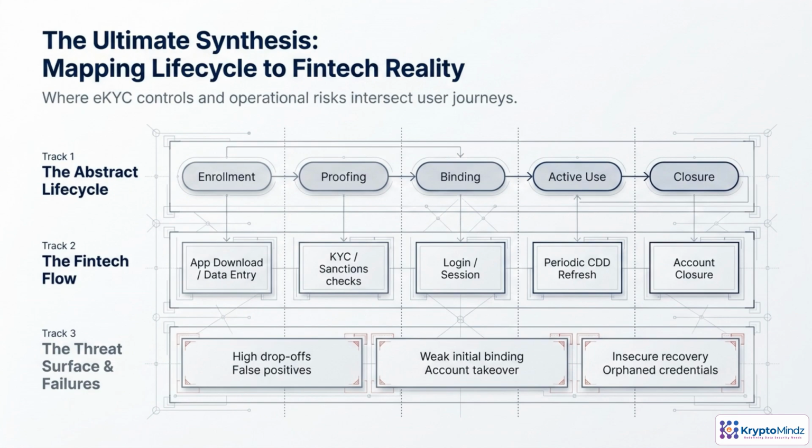It helps to visualize three tracks running in parallel. First, the abstract identity lifecycle: enrollment, proofing, binding, active use, and closure. Second, the concrete fintech journey: app download and data entry, KYC checks, login and sessions, periodic CDD refresh, and finally account closure. Third, the threats surface at each point: drop-offs and false positives during KYC, weak binding leading to account takeover, insecure recovery creating orphan credentials. Your architectural job is to align these tracks and place the strongest controls where failures would hurt most.